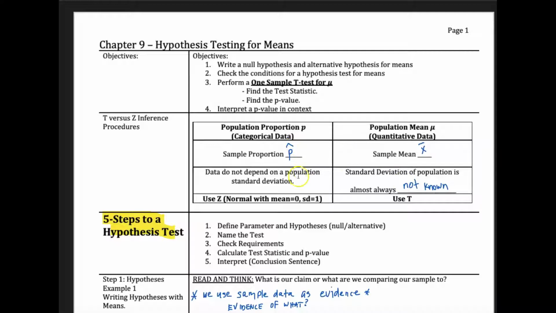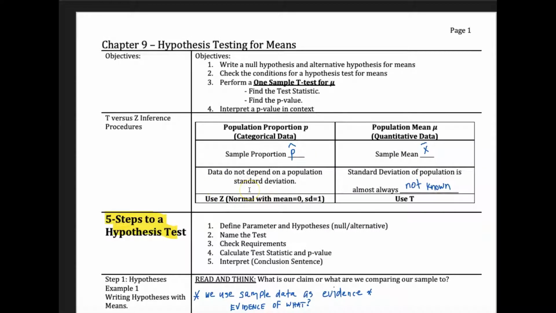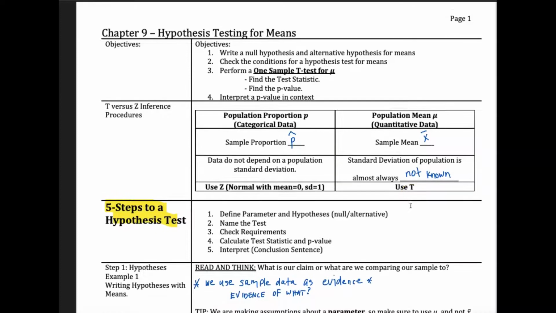And notice again the notation we use when we're looking at a hypothesis test for a proportion. It's p-hat, that's our sample data. And x-bar is the sample data for a mean. And so we have the distinction of when we use a z: the data does not depend upon the standard deviation of the population. When the standard deviation of the population is considered, the population standard deviation is almost always not known, so we use a t.